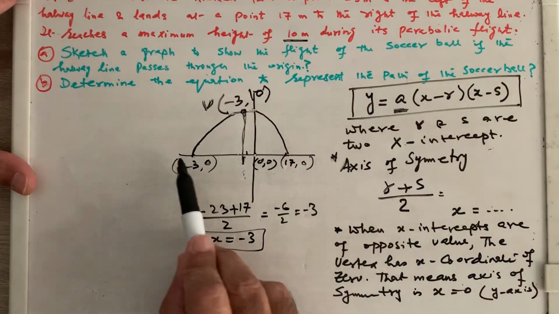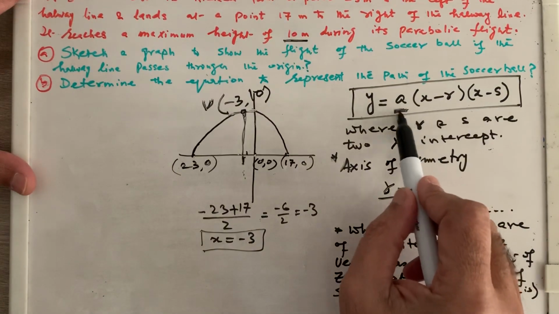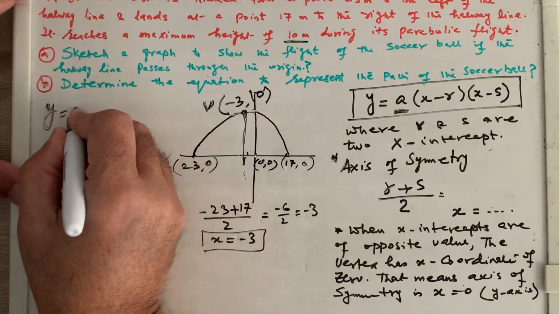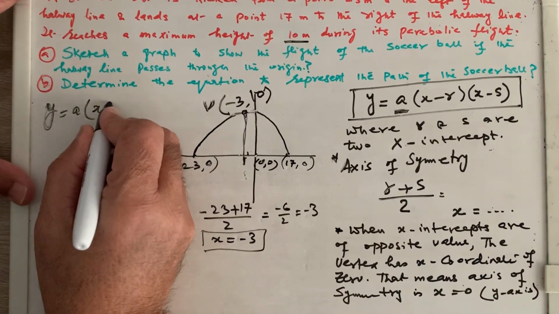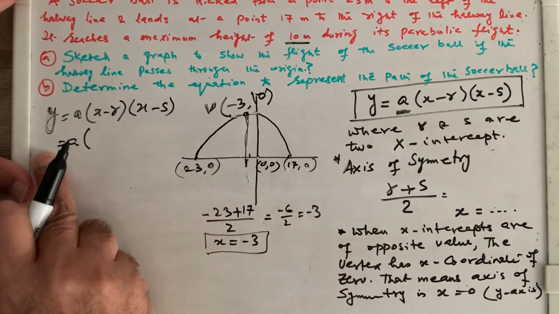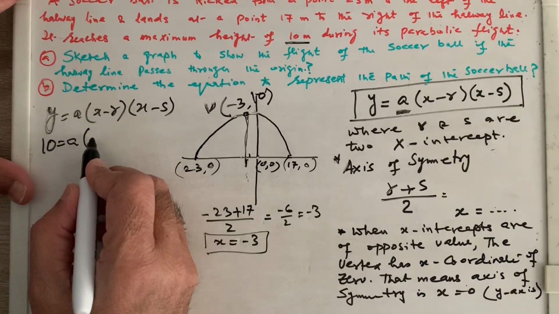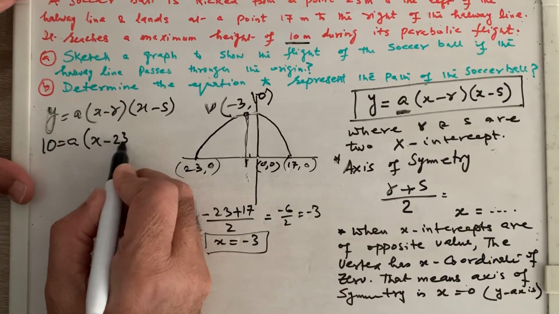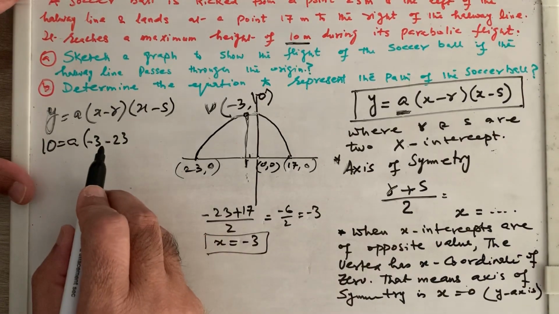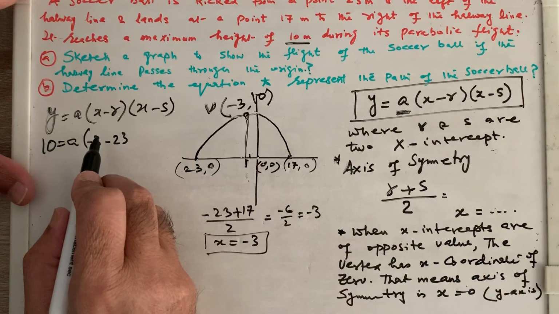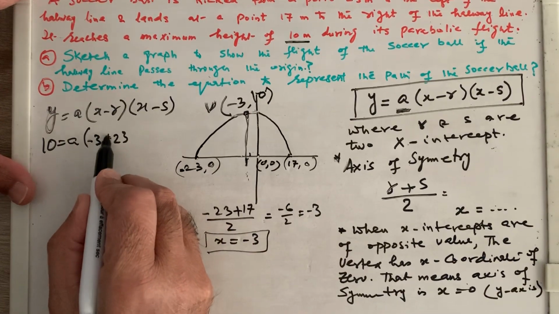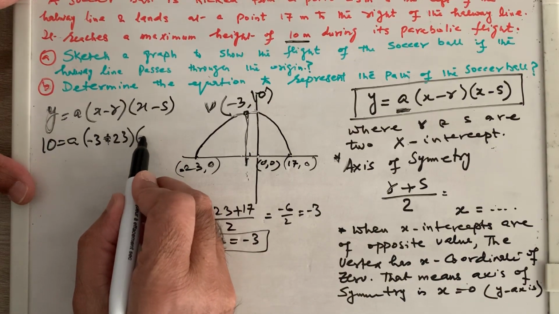Since on this parabola two intercepts and 1 point are known, we can get a by putting values into this equation. So what is my equation? y equals a times (x minus r) times (x minus s). I don't know a, I am calculating a. What is my y? y is 10. What is my r? The x-intercept is minus 23. What is my x? Minus 3. So x minus r: minus minus is plus, because r is negative, so it becomes positive, right? What is x? Minus 3. Minus 17.